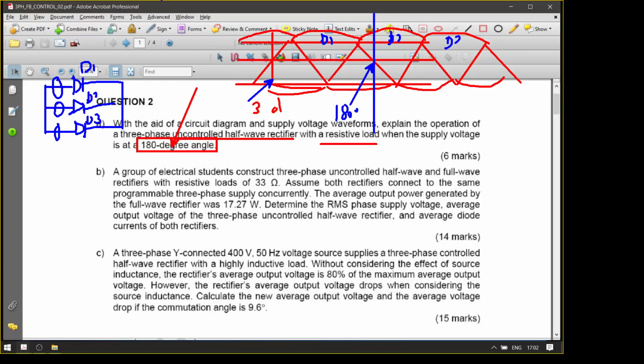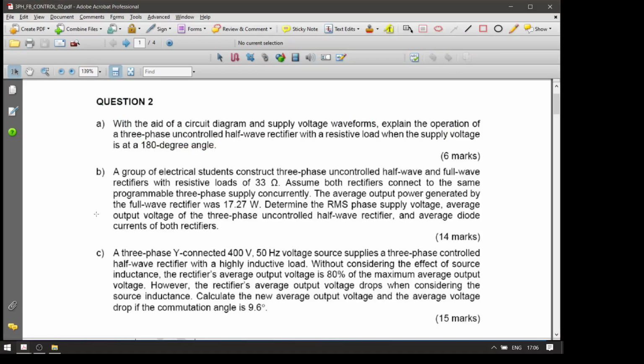So that is the explanation that you need to give. In this case, you can also draw the output voltage. Do that, then that is the explanation. So you just write whatever I just said, then that answers the question and you get 6 marks for that. Okay, and number 2, part B.